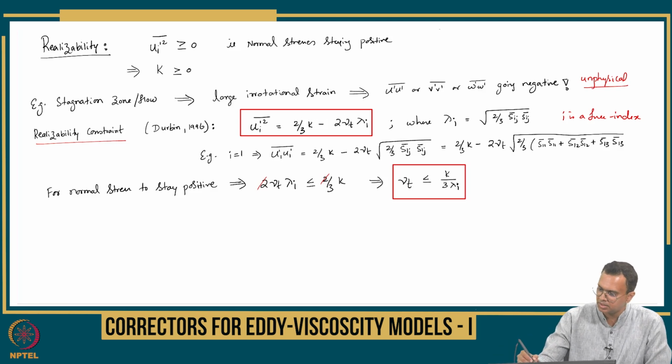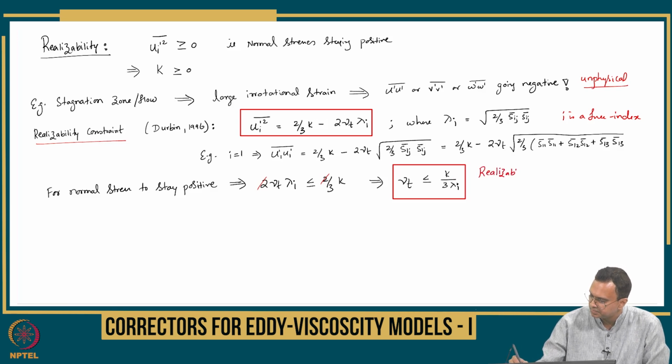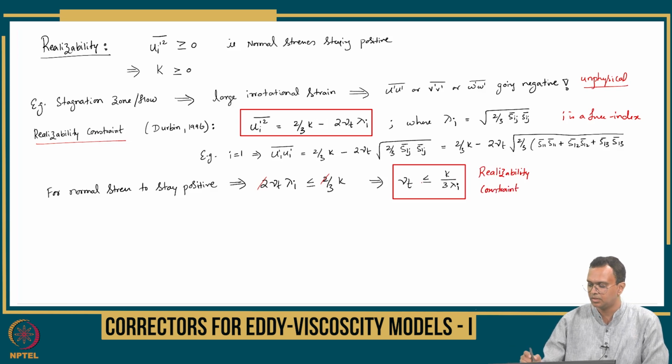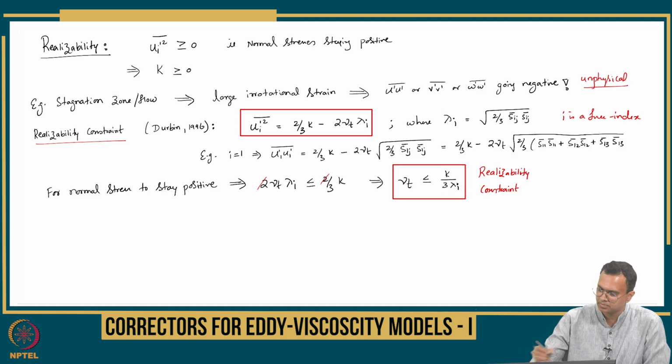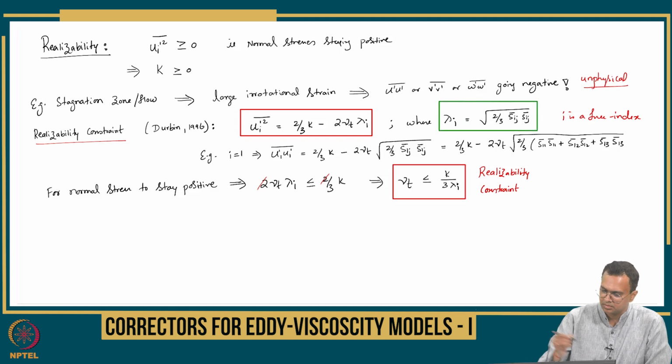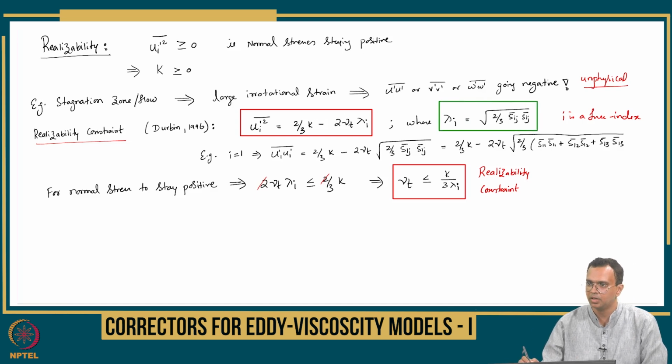So, this is the realizability constraint. If eddy viscosity is always less than or equal to this k over 3 lambda I, where lambda I is this, then the model becomes realizable, physical.